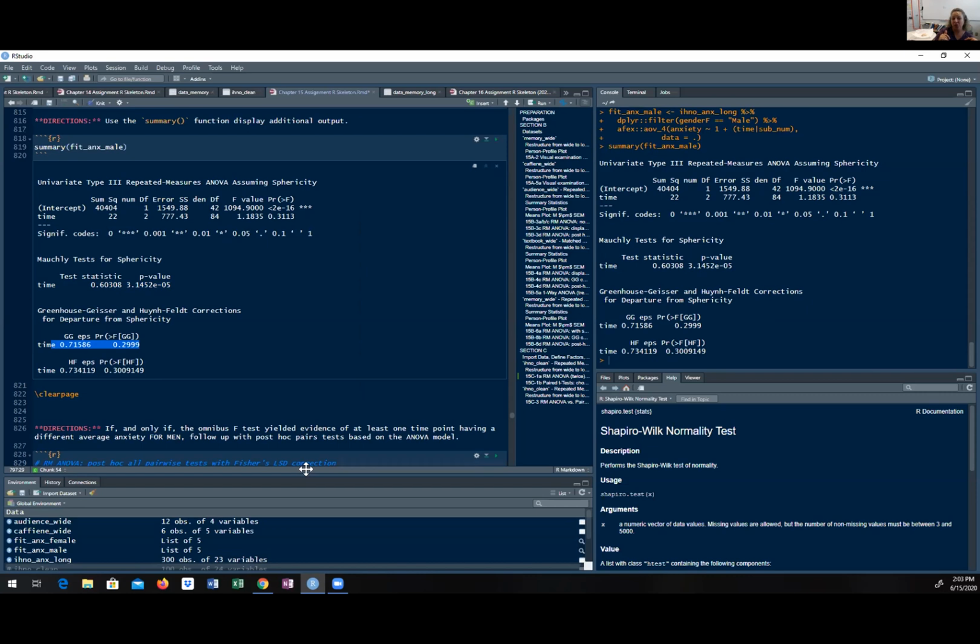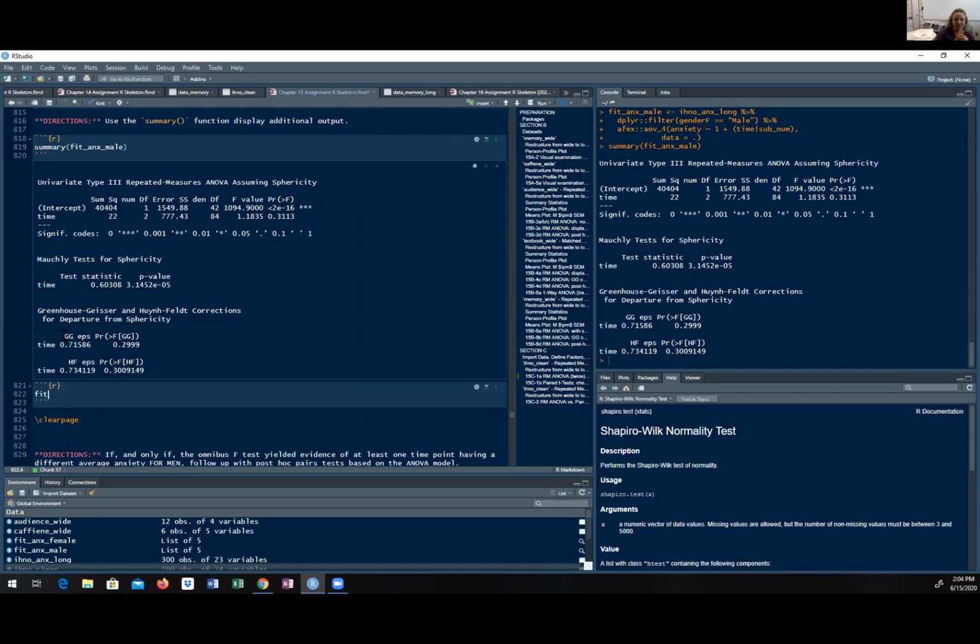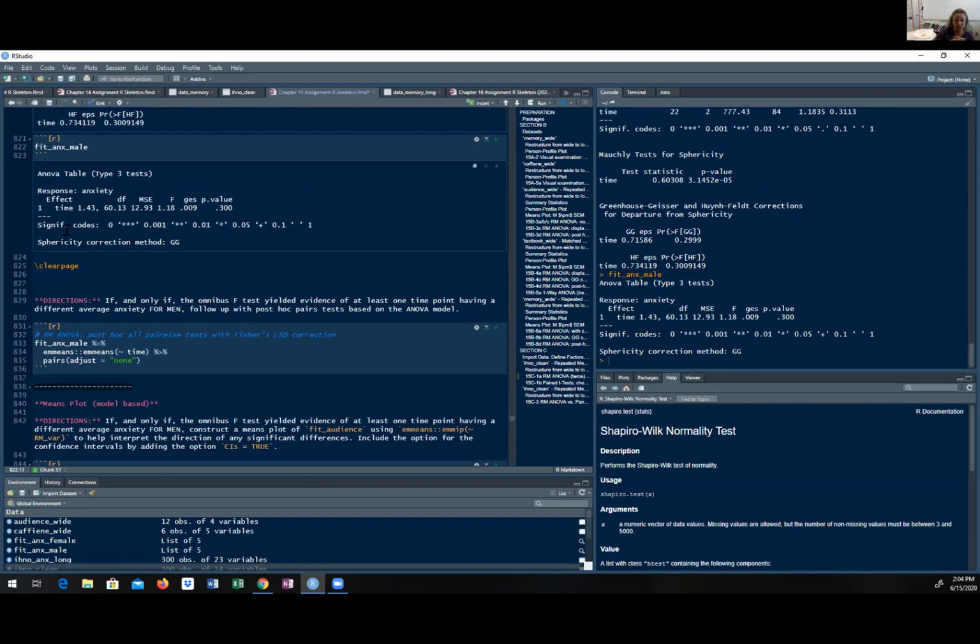The easiest way to get those results is just to type the name of the model alone in a chunk, and it will do the multiplication for you. And it will give you those decimal degrees of freedom. And so those are the numbers that you need to enter in the assignment, because we should be using the epsilon correction here, not assuming sphericity, because Mauchly's test showed us we have violations of sphericity. We have evidence of violations of sphericity.